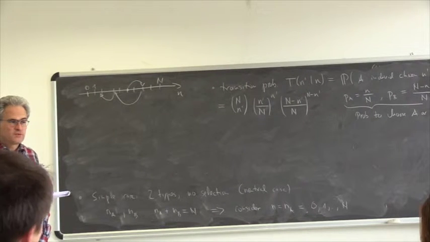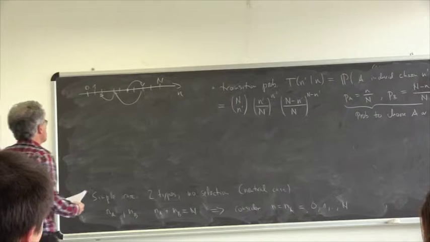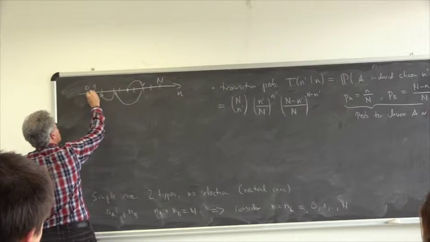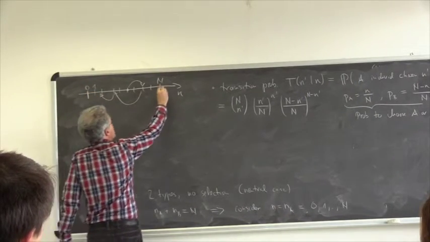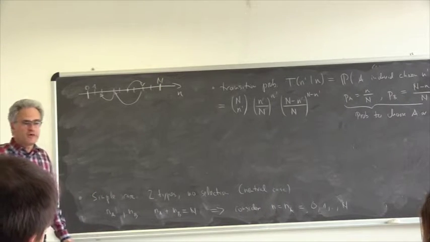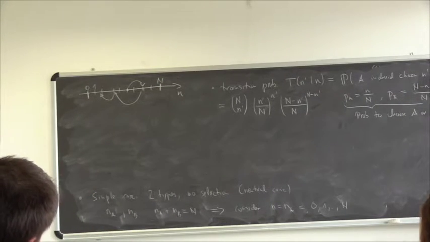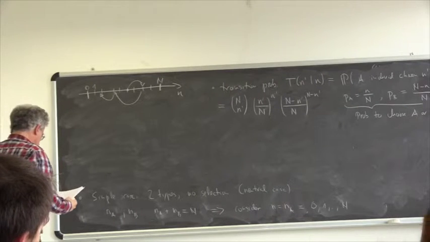Extinction of one or the other. Right, so one of the two types will eventually go extinct. So this means that the process either goes here or goes here, right? Because we have no mutations, the only possible outcome is that one of the types goes extinct.